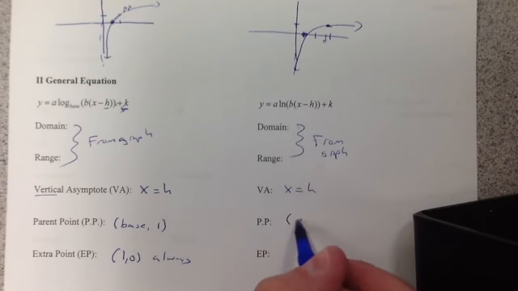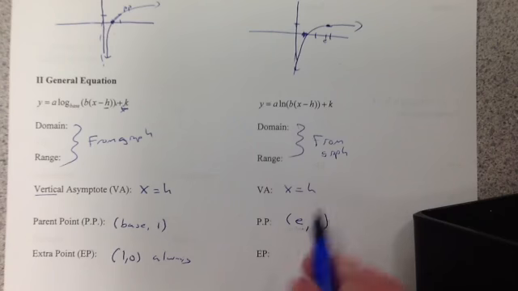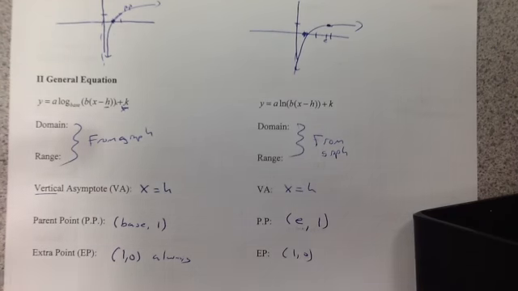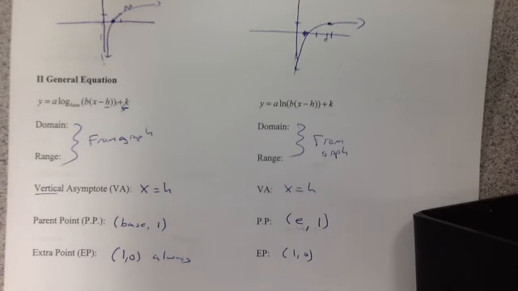Again, the domain and range, even if it's a natural log, we get from the graph. The vertical asymptote is still x equals h. The parent point is going to be e, 1, because we know it's natural log. Natural log's base is e. The extra point, 1, 0. And let's take a look at a couple of examples on graphing these.